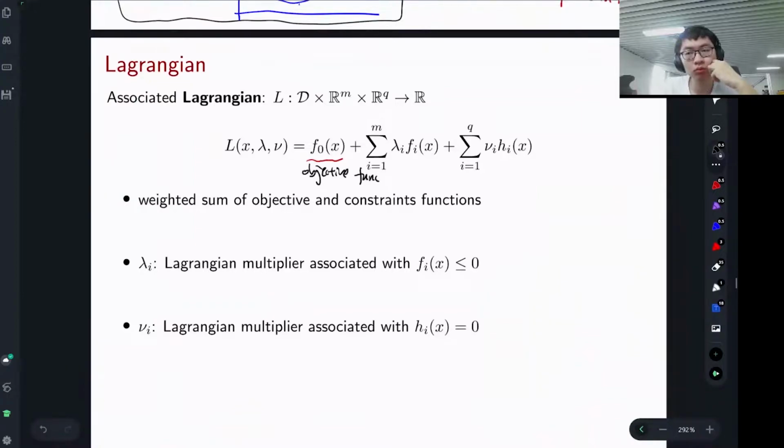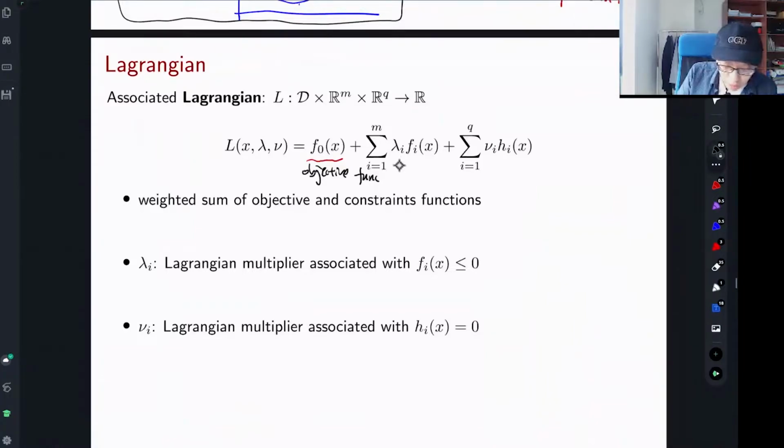If you don't have any constraint, that's your Lagrangian, right? If I have constraint, you somehow need to incorporate that constraint in the Lagrangian, okay? So the way they incorporate them is first you add terms that relate to the inequality constraint, which is lambda I times this f i, and this is called the Lagrangian multiplier associated with this inequality constraint, and this is nu of I, the multiplier associated with the equality constraint.